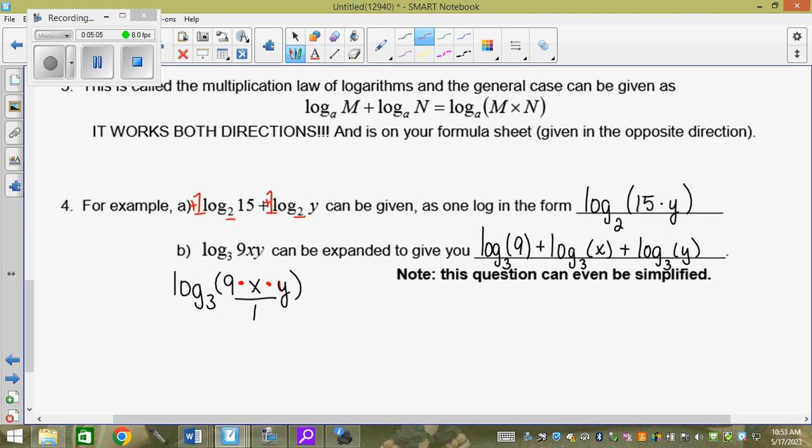Log base 3 of 9 is what? 2. Plus log base 3 of x plus log base 3 of y. Can't make them any more simple. Most people will leave the 9 and the x together and write it as log base 3 of 9x. You have to watch because the 9, the x, and the y are all multiplied separately. So you get 3 logs out of it. Then we're flipping over.